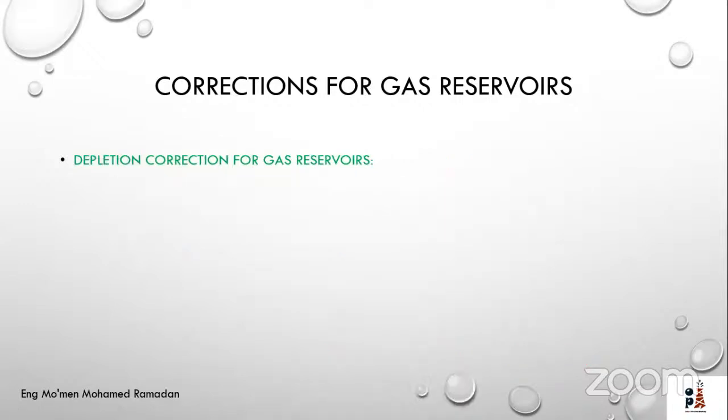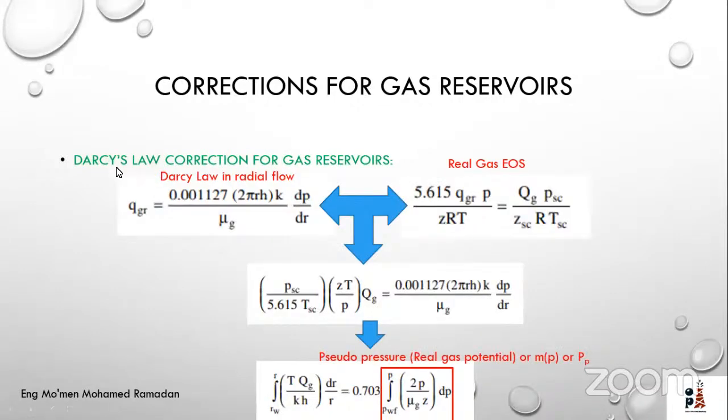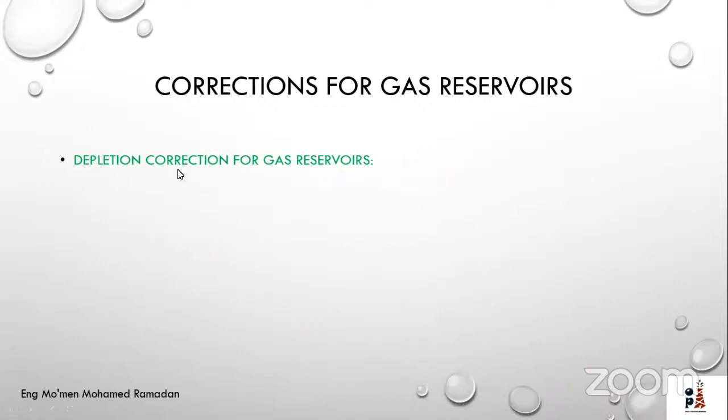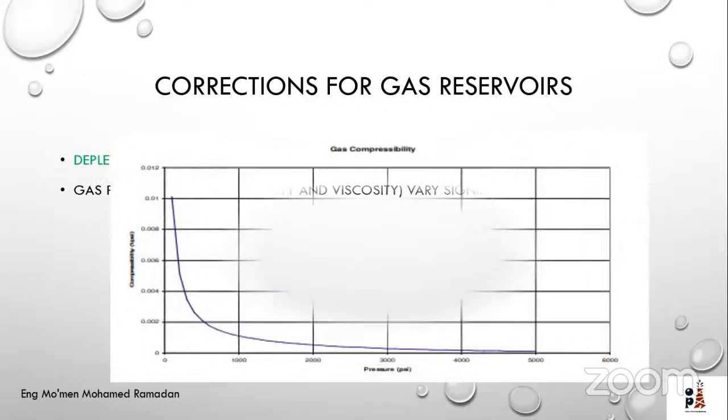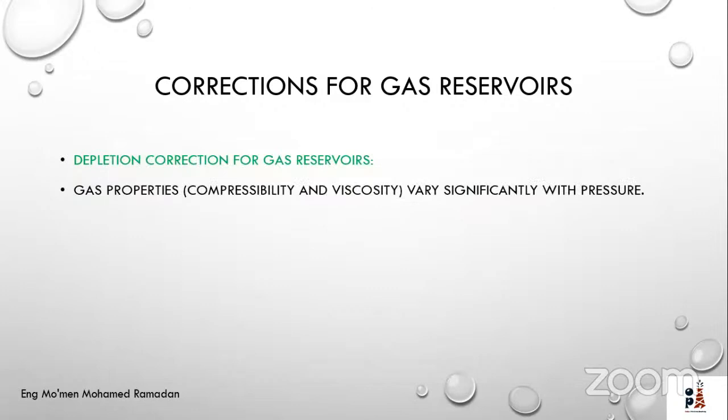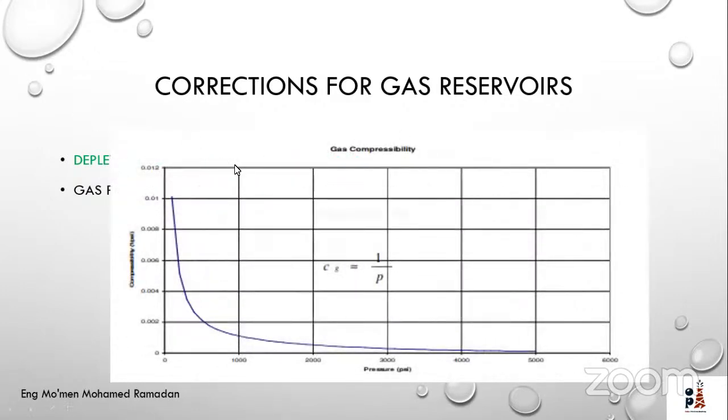So this was the correction for the reservoir flow term. The reservoir flow term for a gas reservoir, we corrected it using the pseudo pressure. So what about the depletion term? We correct the depletion term as follows. As we know, the gas properties, the viscosity and the compressibility, change with the pressure. As you see here in the plot, the gas compressibility is on the y-axis and the pressure is on the x-axis. So the compressibility changes with pressure significantly. It increases as the pressure decreases, so the relation is inverse between them.